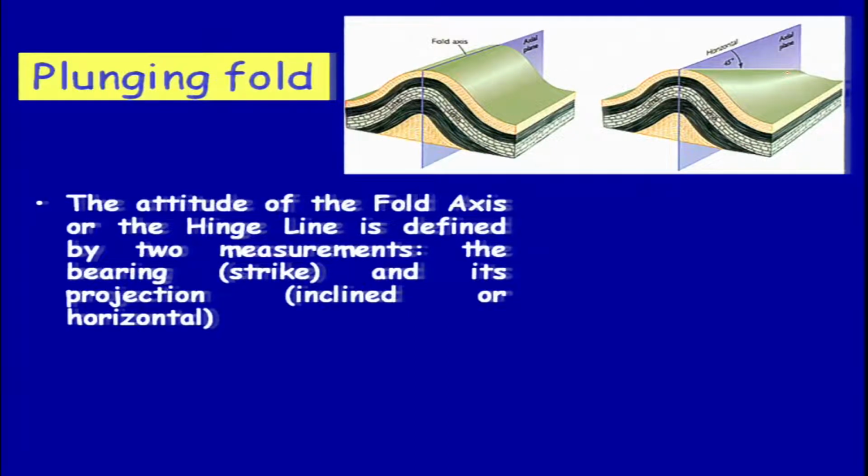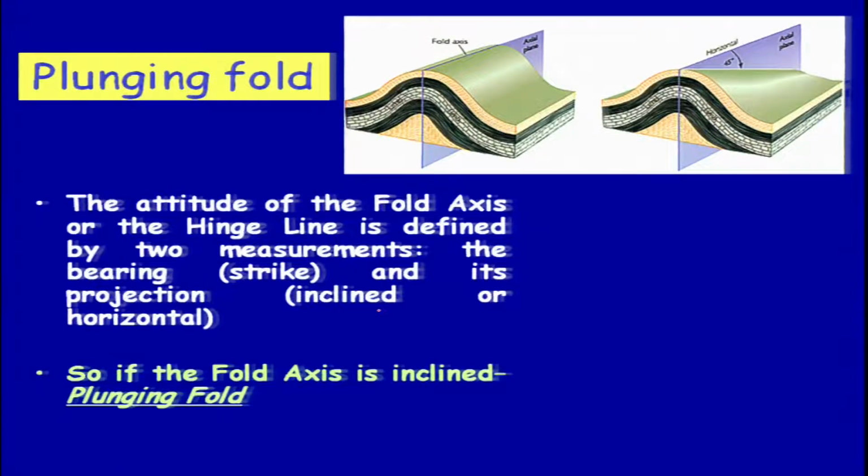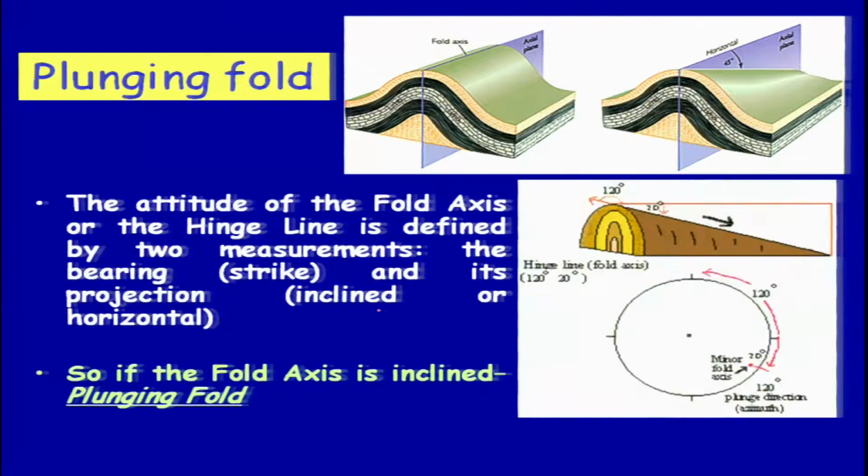The attitude of the fold axis or the hinge line is defined by two measurements. One is the bearing, that is the strike, and its projection, whether it is inclined or horizontal. If it is inclined, then we classify that as a plunging fold. So if the fold axis is inclined, we term that a plunging fold. We are not going to talk about stereographic projections, but of course this is important for us. So this is our strike of the axis, and this is the amount of plunge.